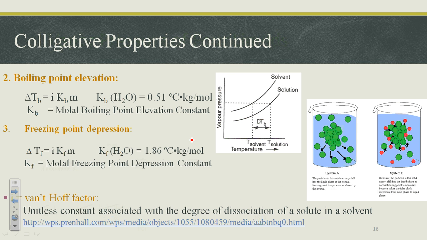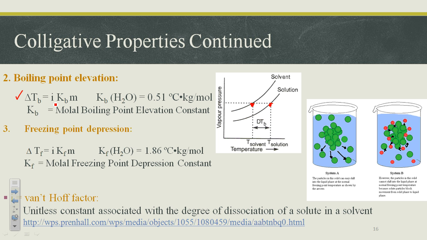The next colligative property is boiling point elevation. When you add a non-volatile solute to a pure solvent, its vapor pressure decreases, hence its boiling point increases. That's called boiling point elevation. So a solution has a higher boiling point as compared to the solvent for the same substance. This can be calculated using the formula delta TB, where delta TB is the boiling point elevation, is equal to i Kb times m.